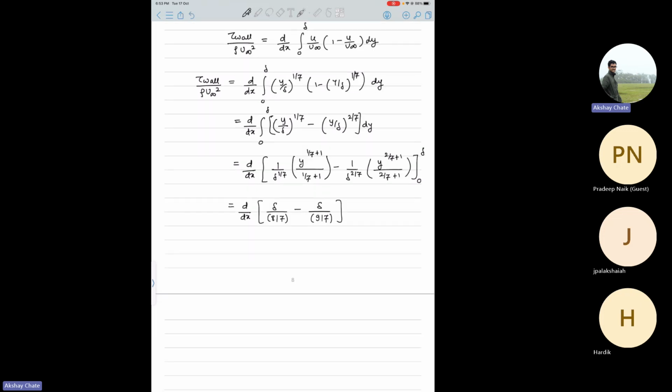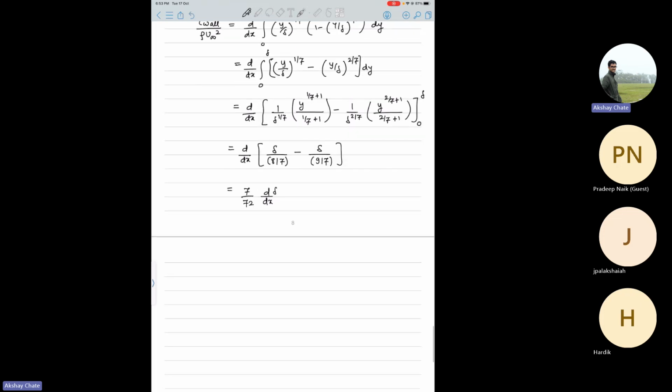So that 7 will go at the top, and this will be 1 by 8 minus 1 by 9. So that will be 1 by 72. So that will be 7 by 72 into d by dx into delta.